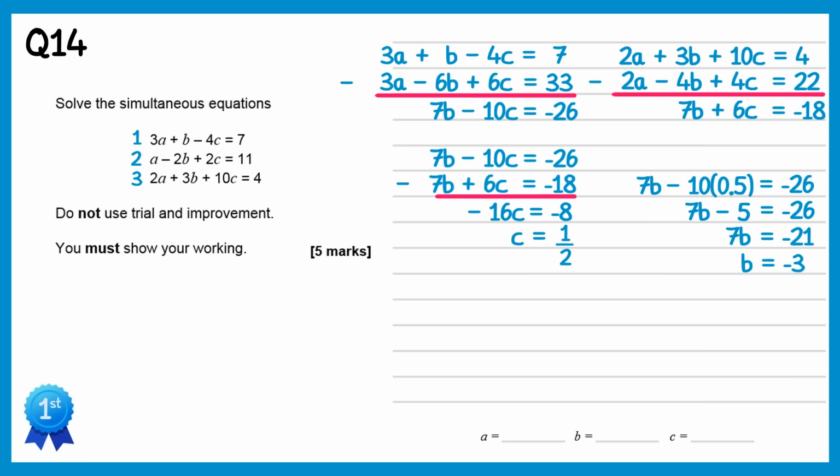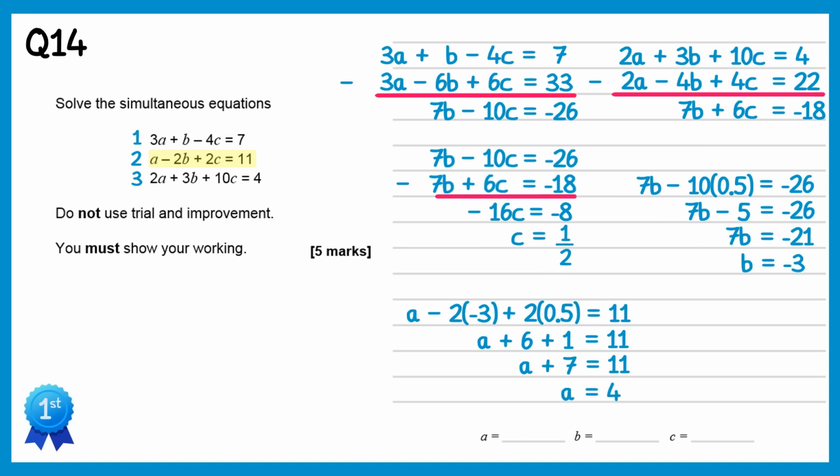Now I need to go back to one of the very first equations we had to find a. I'm going to choose equation 2 here, since the coefficient of a is just 1. So we have a, take away 2b, but I know b is negative 3, plus 2c, but I know c is 1/2, must equal 11. So we have a, negative 2 times negative 3 is positive 6, 2 times 1/2 is just 1, and this must equal 11. So we have a, 6 and 1 makes 7, and that must make 11, and then take 7 from both sides, and you'll get a equals 4. So the full solution is a equals 4, b equals negative 3, and c equals 1/2.